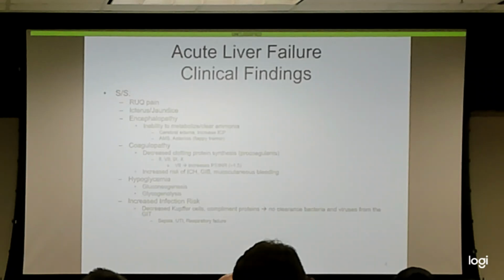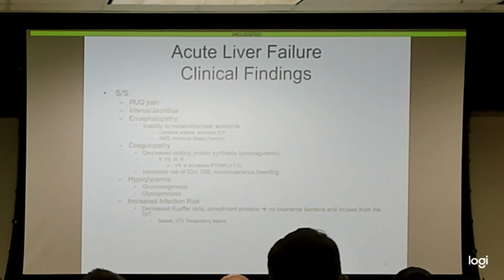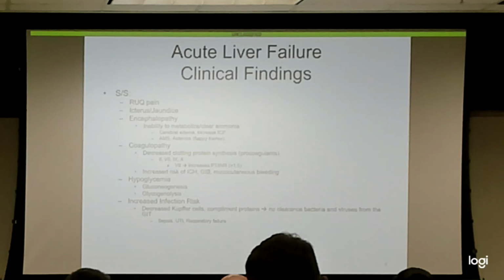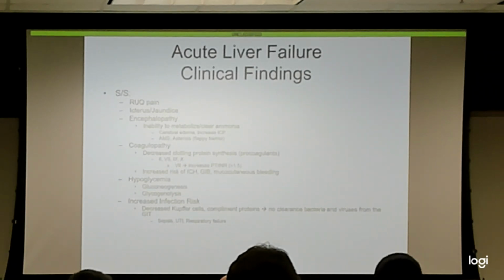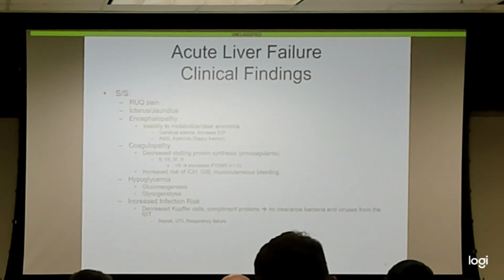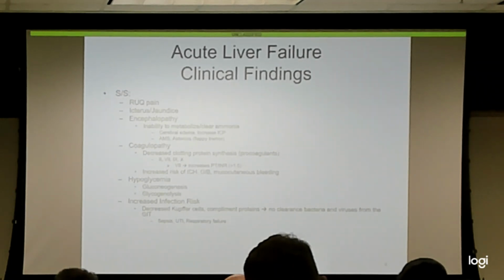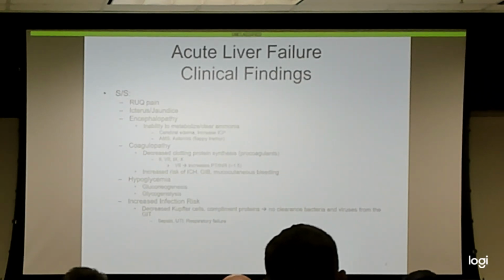So clinical findings, signs and symptoms: right upper quadrant pain, icterus, jaundice, encephalopathy. So this is important too. I can't clear ammonia in the liver, and so now I've got free ammonia floating through the bloodstream, and it goes up to the brain. It causes some cerebral edema, increases my intracranial pressure, and I can get altered mental status, asterixis, so that's the flappy tremor. If you hold people's hands up, they flap, and that's what that is.